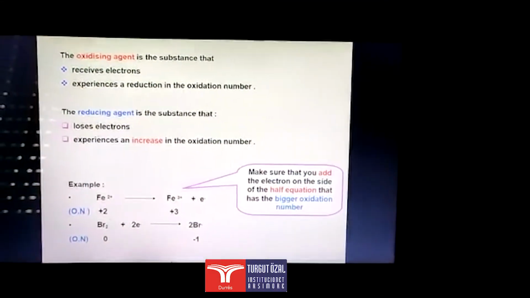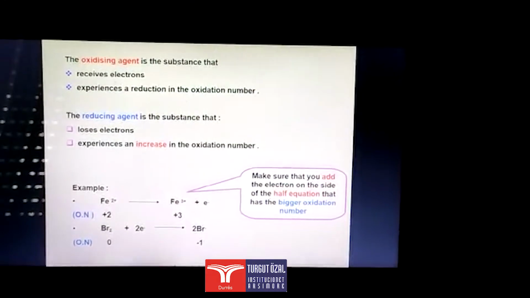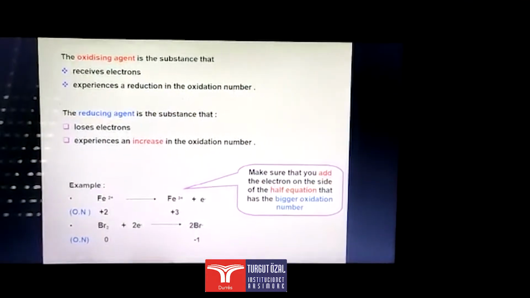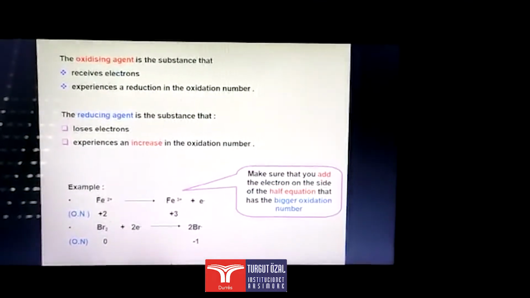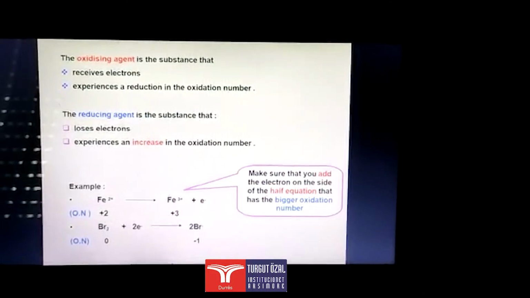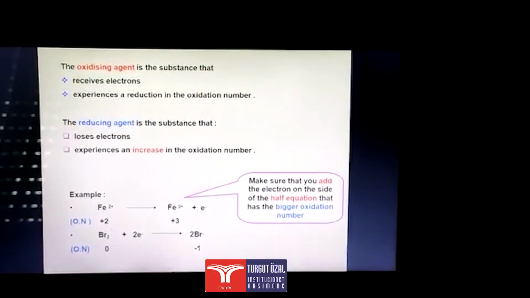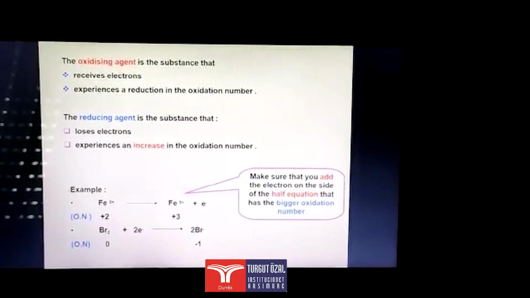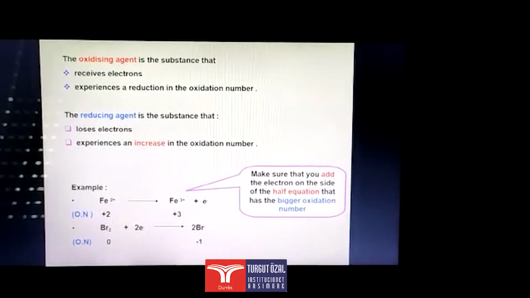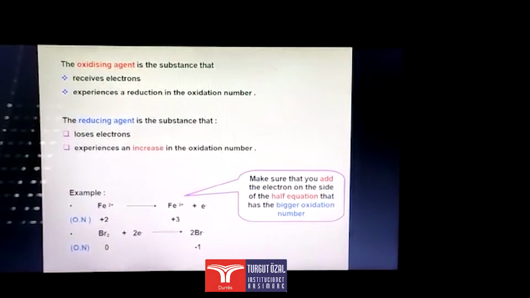The oxidizing agent is the substance that receives electrons, and experiences the reduction in the oxidation number. The reducing agent is the substance that loses electrons, and experiences the increase in the oxidation number. Make sure that you add the electron on the side of the half equation that has the bigger oxidation number.